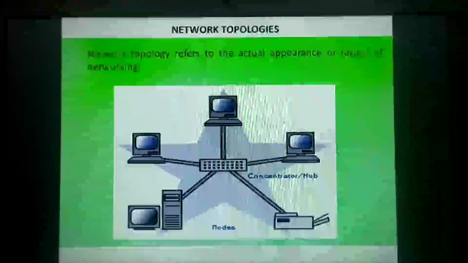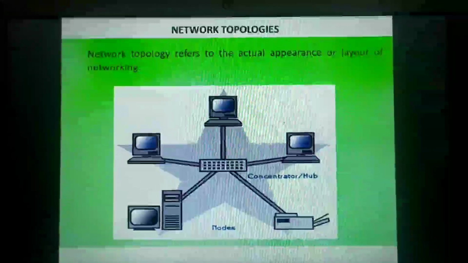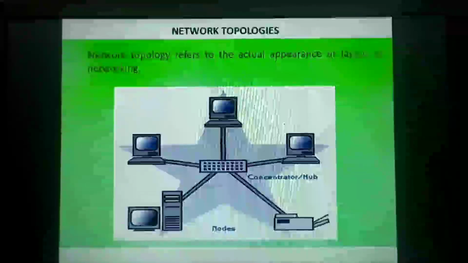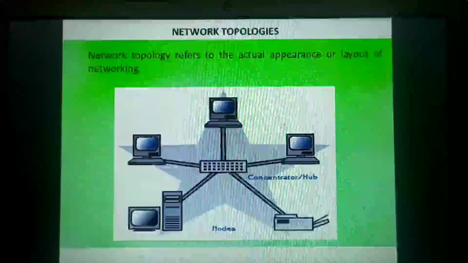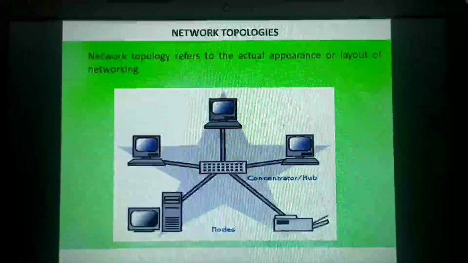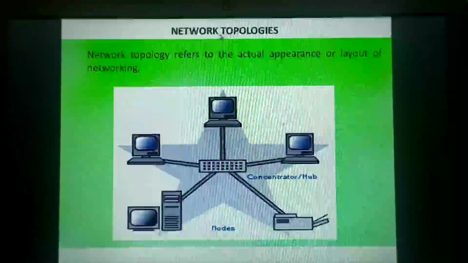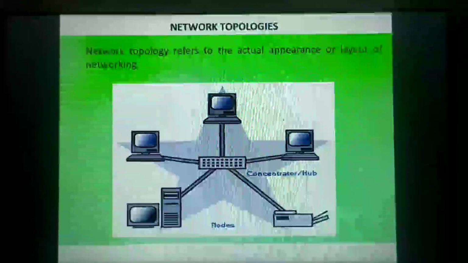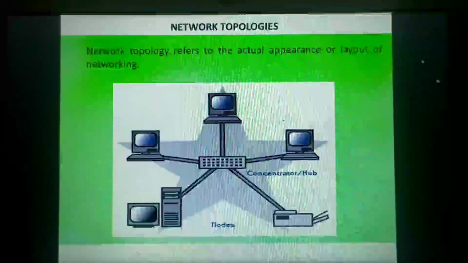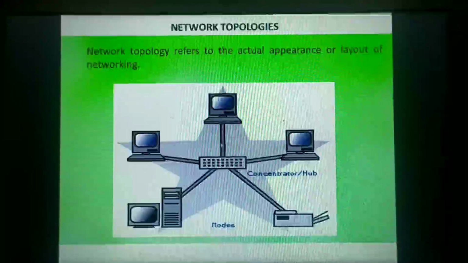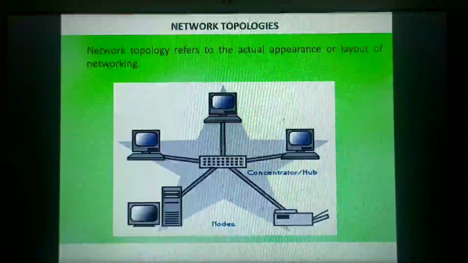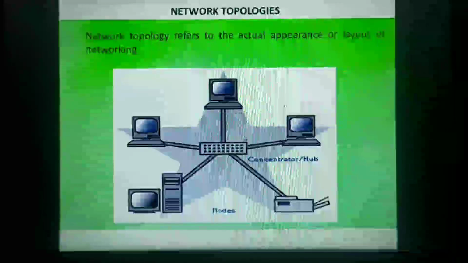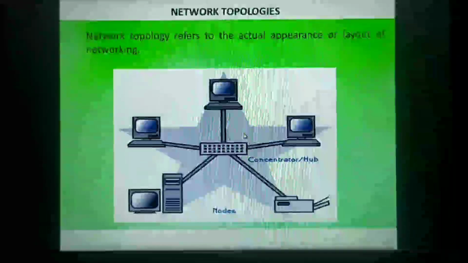When we talk about these networks, how exactly is the data transmitted, and how are the nodes arranged whenever there is a transmission over the network? In order to understand that, we have to study network topologies. The term topology refers to the actual appearance or layout of the network. It shows how the nodes are connected over the network. Today we are going to discuss the first topology, the star topology.